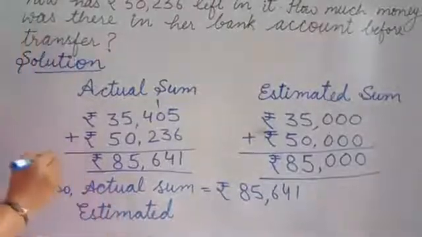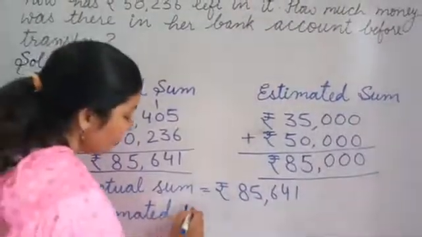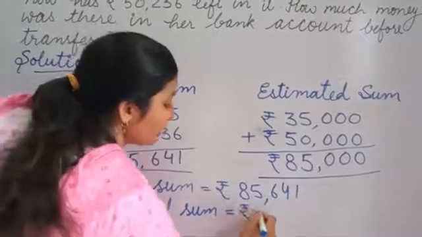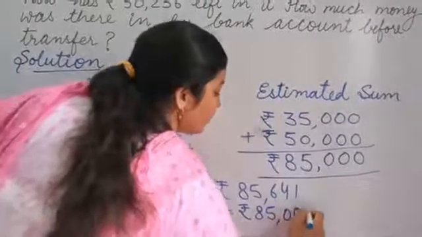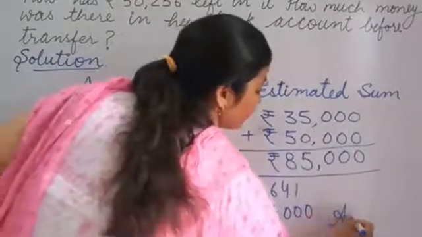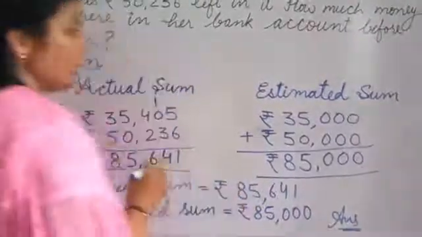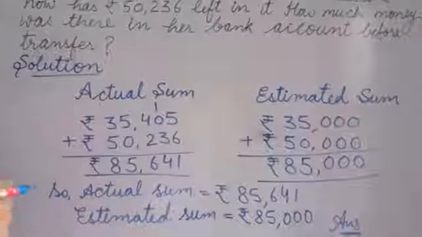Estimated sum means sum of rounding numbers. So estimated sum equals rupees 85,000. That's your answer. Okay, यही आपको बताना था, actual and estimated. So that's your answer. Now question number 2.